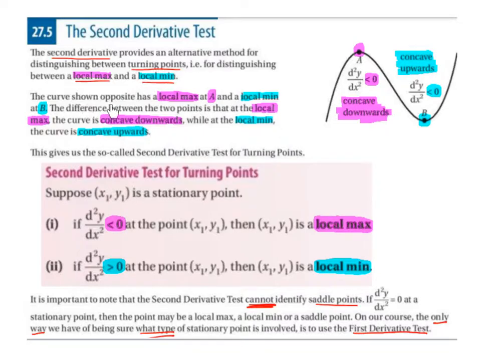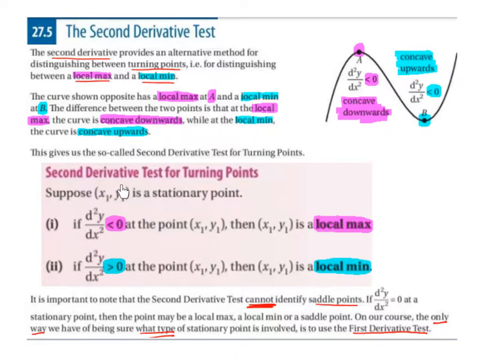The difference between the two points is that at the local max, the curve is concave downwards, so it's N-shaped, while at the local min, the curve is concave upwards, so it's U-shaped. This gives us the so-called second derivative test for turning points.